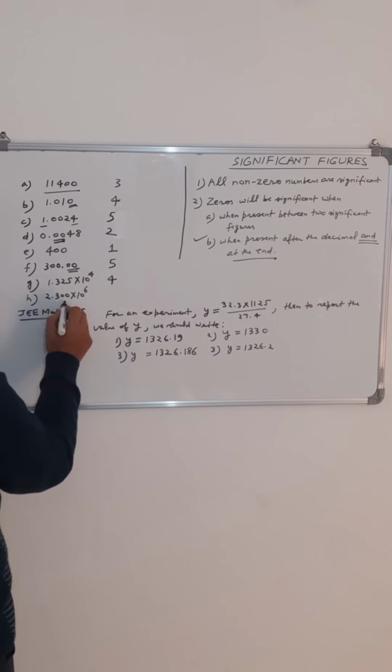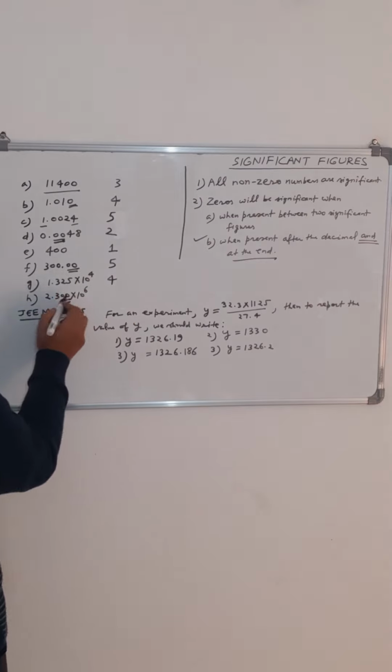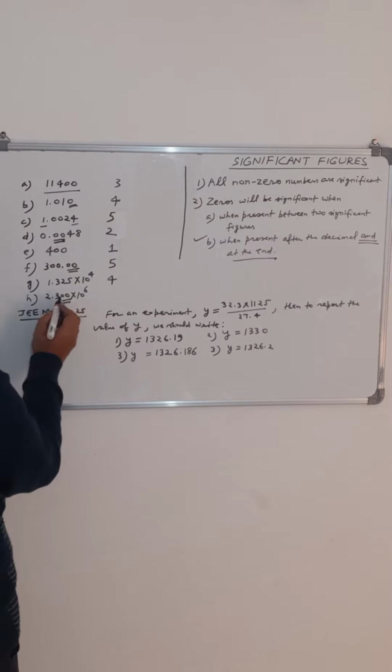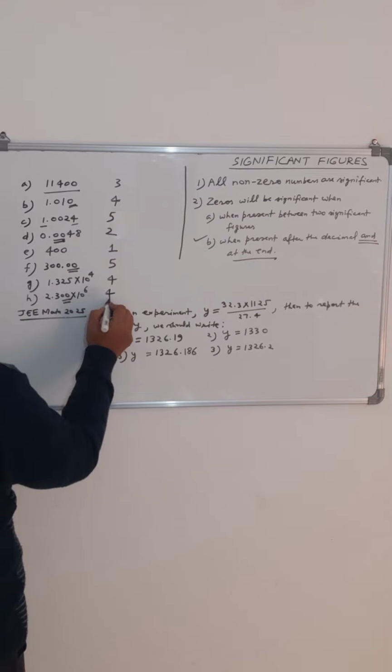In this case, these two zeros are significant because they are present after the decimal and at the end, and this zero is significant because it is present between two significant figures. So there are a total of 4 significant figures.